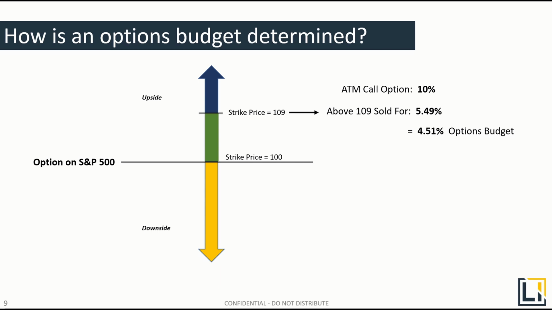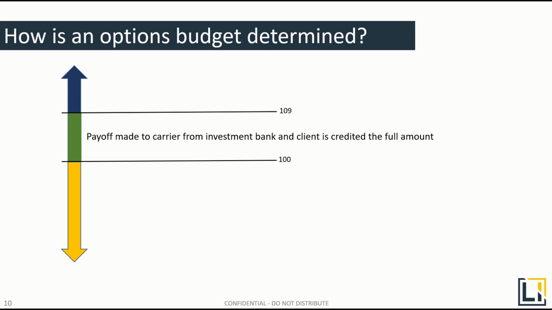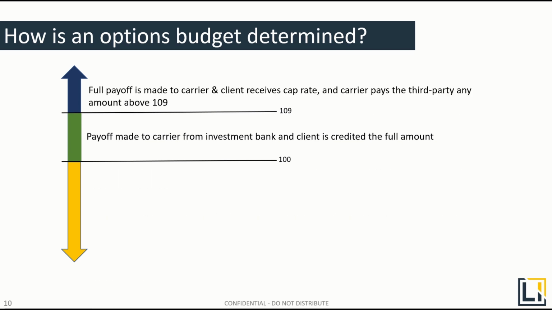But the carrier is able to establish a cap rate at 9% based on the 4.51% option budget we determined originally. Any amount between 100 and 109 is a payoff made to the insurance company from the investment bank, and interest is credited to the client. Anything above 109, the payoff between 100 and 109 is made to the carrier, and the excess is paid from the insurance company to the third party who purchased the call option above 109. The client will receive their full index credit up to the cap amount.